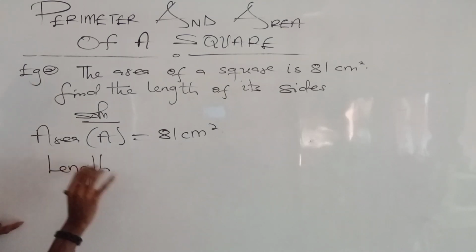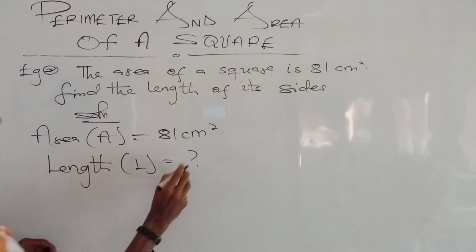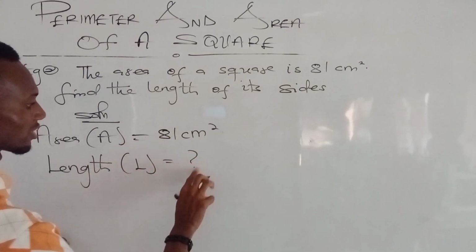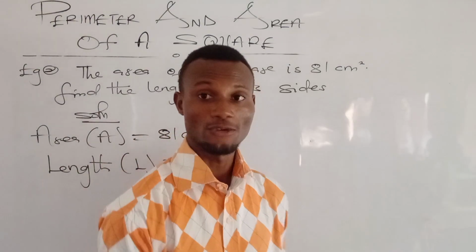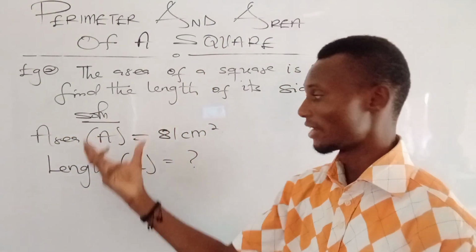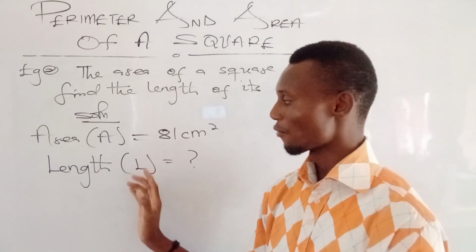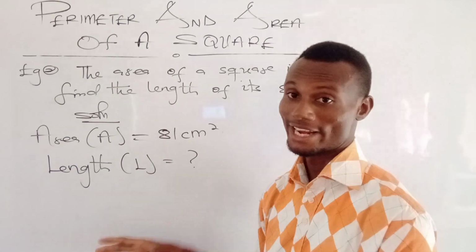So let me write my length down in brackets: L equals question mark. Okay, we don't know the length, that's what the question is asking us to find. Now, after writing down what the question has given you, this is how to handle it. So follow. Now we have to find the length of the square.